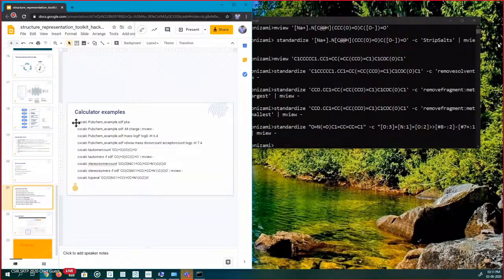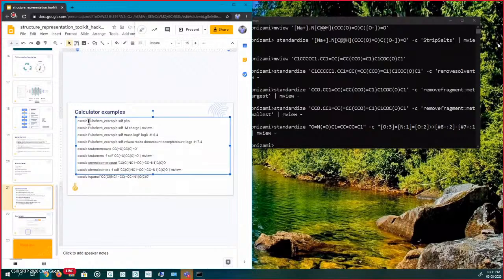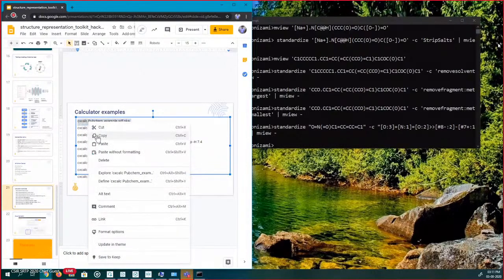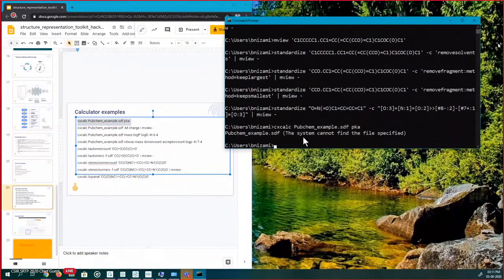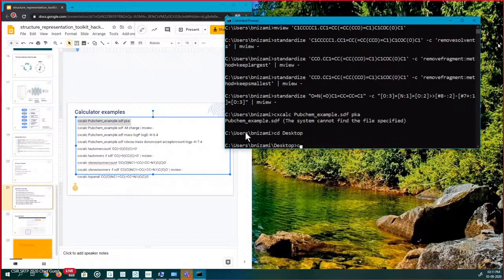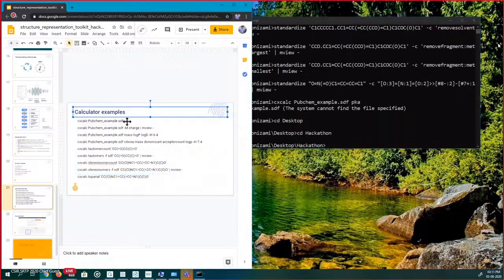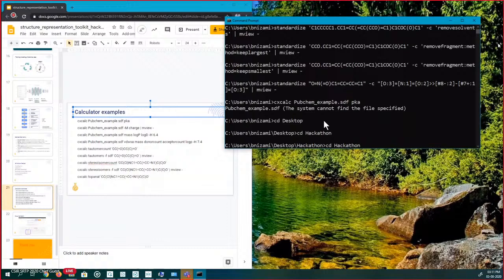All right, so let's take the first one. Because I'm in the wrong directory, it is complaining that it could not find the correct file. So it's in my desktop, hackathon. All right, so let's run that command. I will explain what this command is doing.